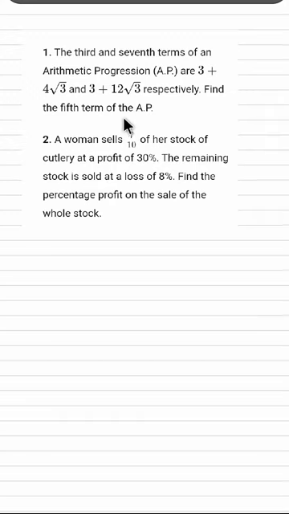If you look at this question, they are talking about the number of terms. We want to find the fifth term of this AP. So how do we solve that? The first formula we use is the formula for the nth term of an AP. The formula for the nth term of an AP is given as Tn equals a plus (n minus 1) multiplied by d. Here a means the first term, n means the position of the term, or the number of terms, and d means the common difference.